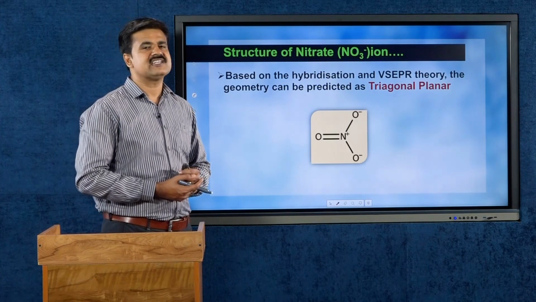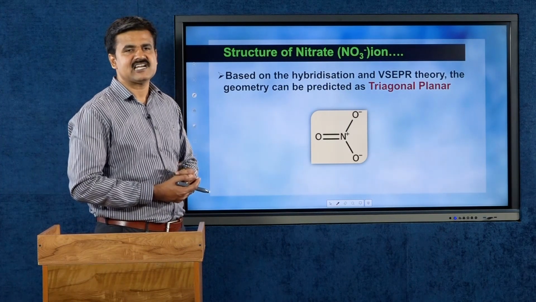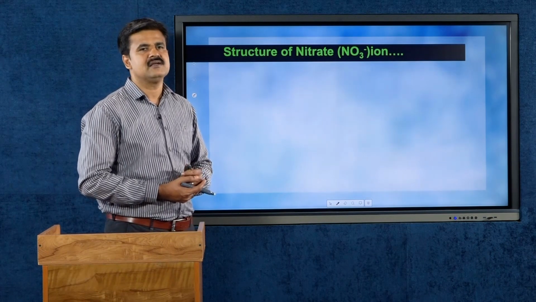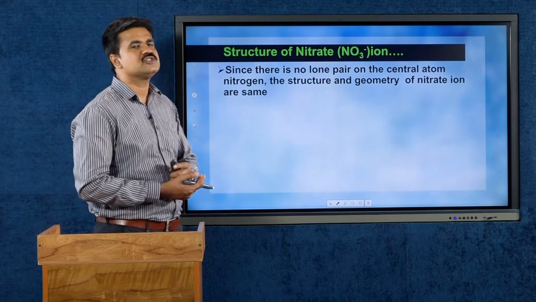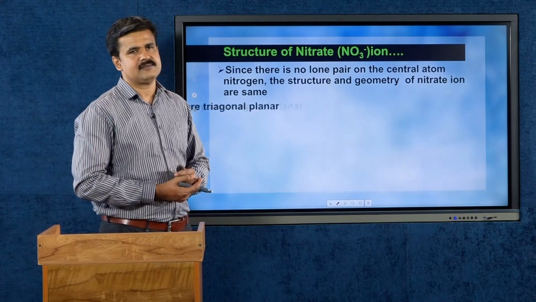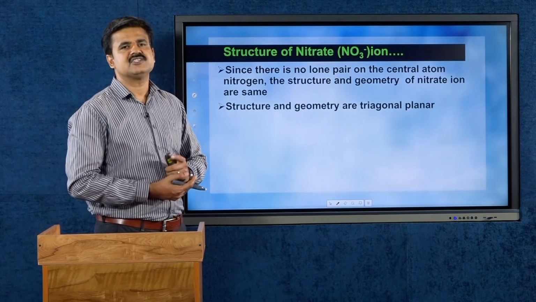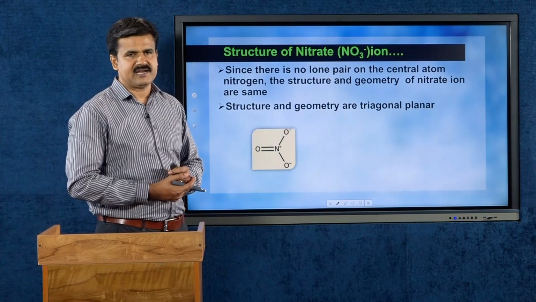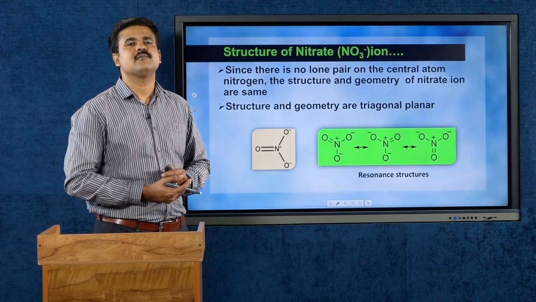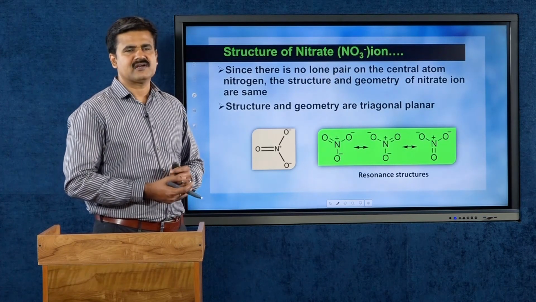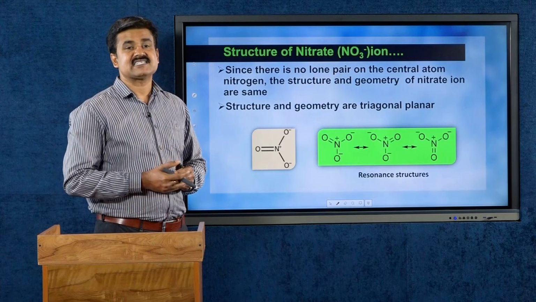It should be noted that there will be no lone pair of electrons around the central atom nitrogen in NO3 minus, and hence the structure and the geometry of nitrate ion will be the same. That is, the structure and the geometry are trigonal planar. That is, NO3 minus ion shows a trigonal planar arrangement. Moreover, this part is aimed to discuss the structure.